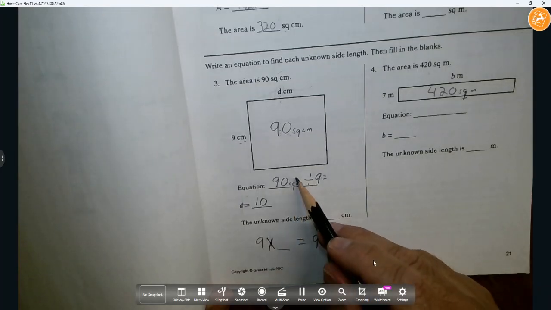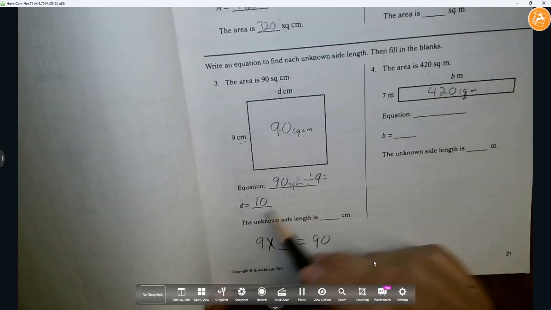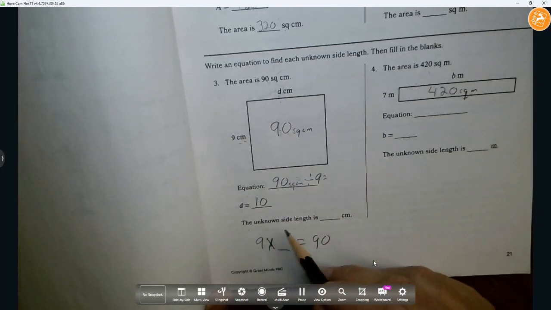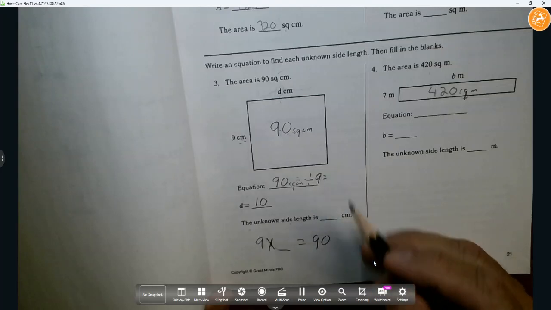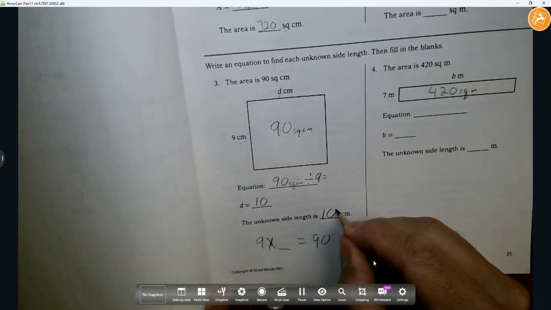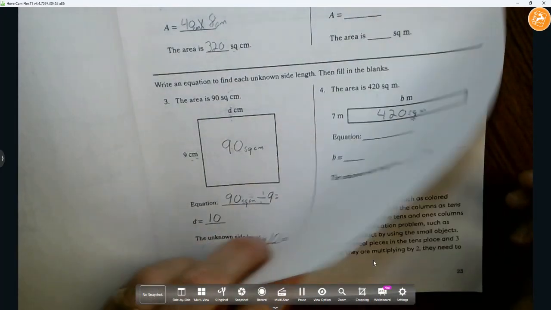So this would be the equal sign, right? We just flip it around. So when we do that, the unknown side length is, if we know that 9 times 10 is 90, 90 divided by 9, we're missing that 10, so put that 10 in there. The unknown length is 10 centimeters. And here it's set up the same way. All right, let's peek at the back real quick.